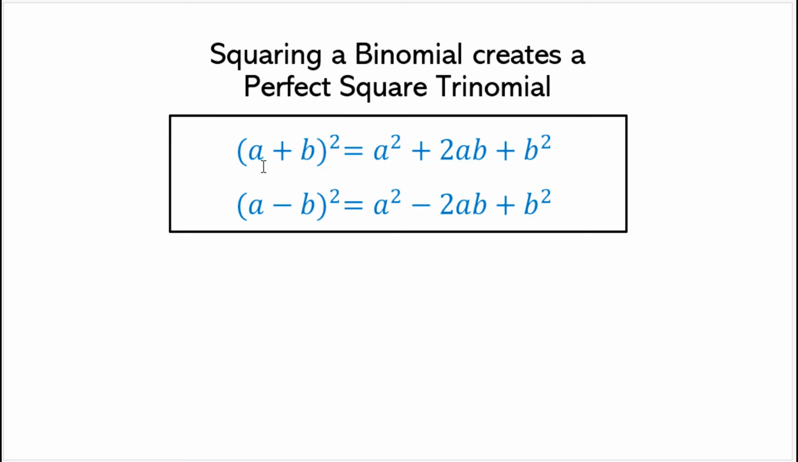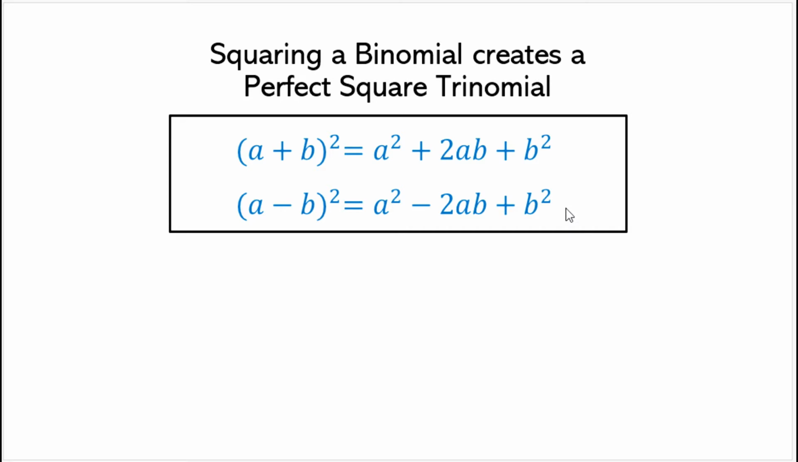For example, if we square the binomial a plus b, the answer will be a squared plus 2ab plus b squared. And when we square the binomial a minus b, that is equal to a squared minus 2ab plus b squared. So, paano yun nangyari?